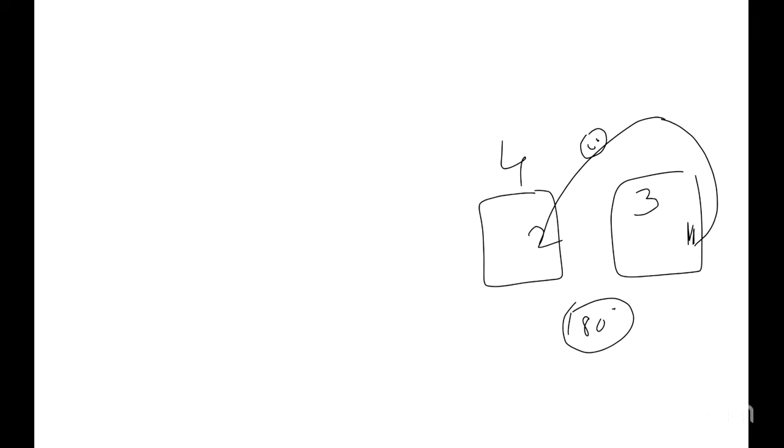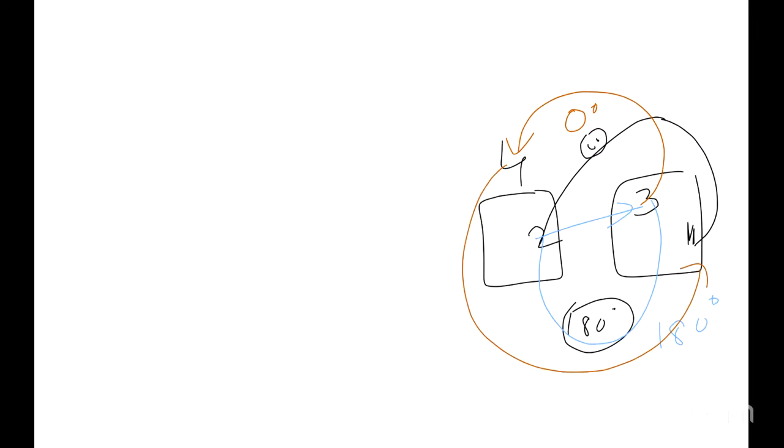I want to travel from 2 to 3. How much is 2 to 3? 2 to 3 means 180 degrees. I want to travel from 3 to 4. Does it go from above or from below? It goes from above, forward direction, 3 to 4. So what is the phase angle? 0 degrees. I want to travel from 4 to 1. It has phase shift of 180.